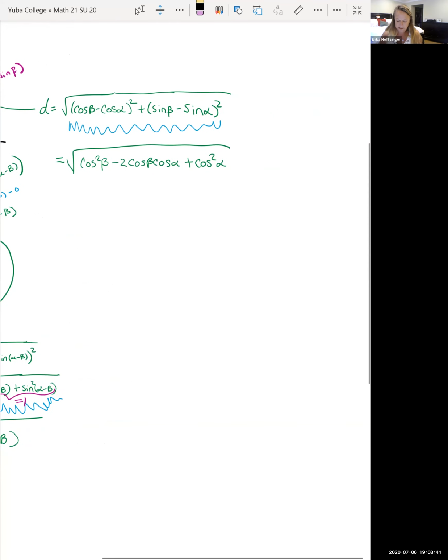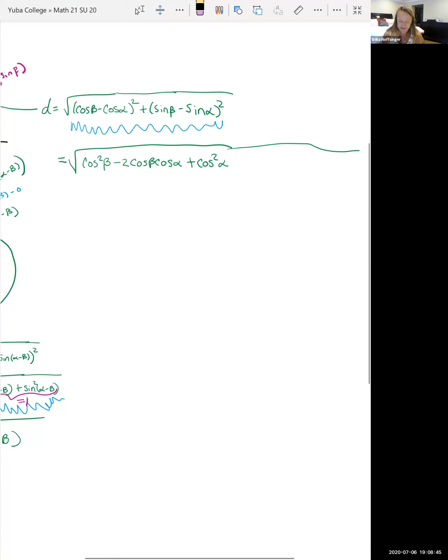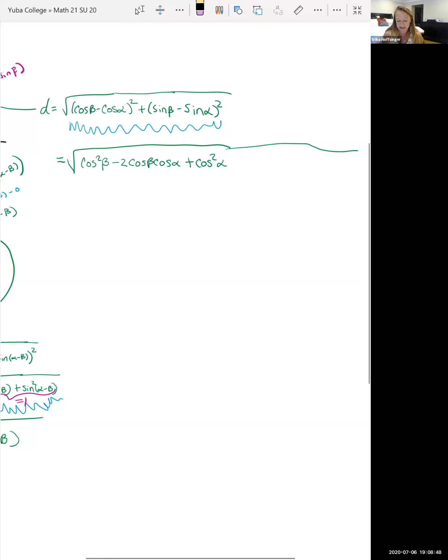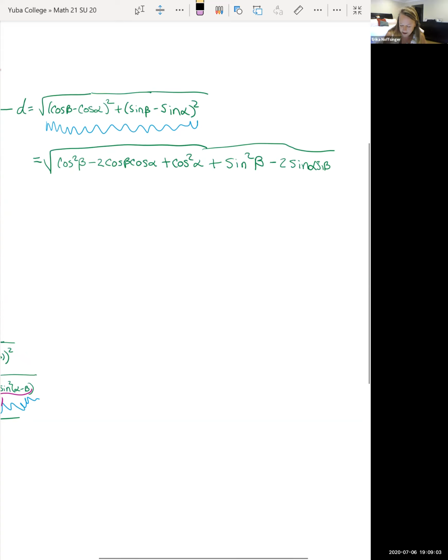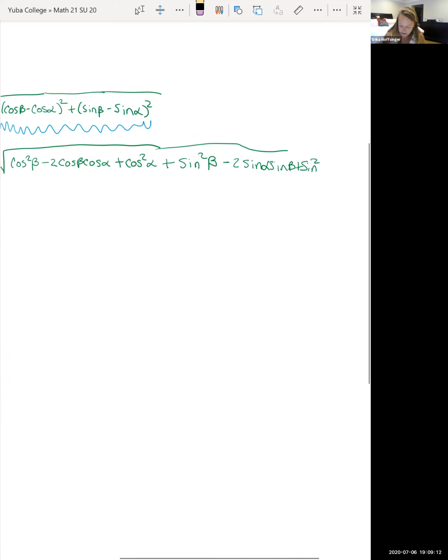So unfortunately, you need a lot of room. So if you FOIL out sine beta minus sine alpha, well, sine beta times sine beta is sine squared beta. Our middle term is actually negative 2 sine alpha sine beta. And then a negative sine alpha times a negative sine alpha is a positive sine squared alpha.